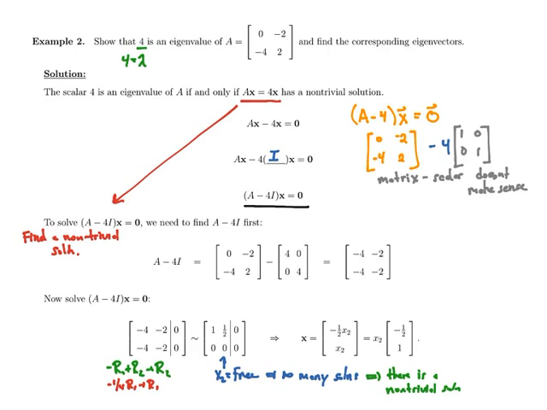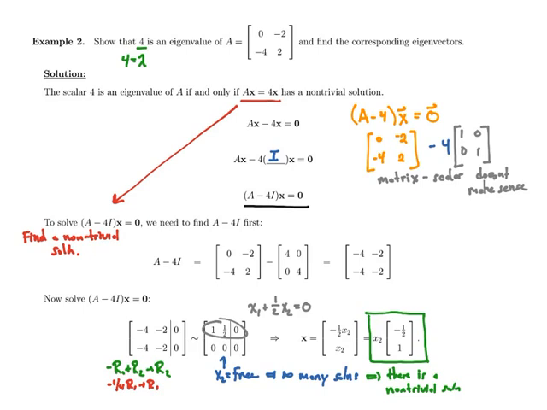In this case, if I rewrite this row, x1 plus 1/2 x2 equals 0. Solving for x1, I get x1 is negative 1/2 x2, x2 is x2, and therefore I can write my solution in vector form as x2 times (negative 1/2, 1).